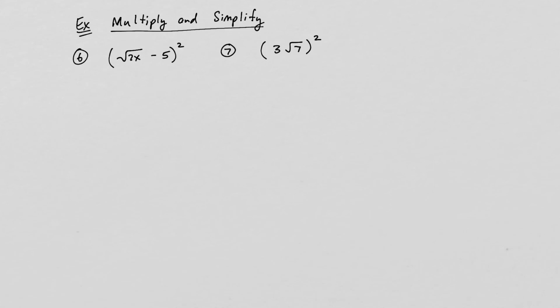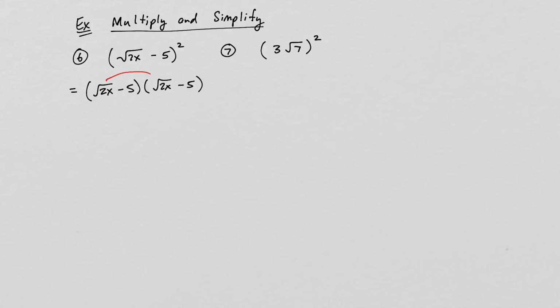Okay, a couple more here. So next we want to do radical 2x minus 5, quantity squared. So remember, when you square something, it means you take that thing and you multiply it by itself. And just a point of clarification here, these are not conjugates, right? Like we just talked about. Conjugates have to have opposite signs. These have the same sign.